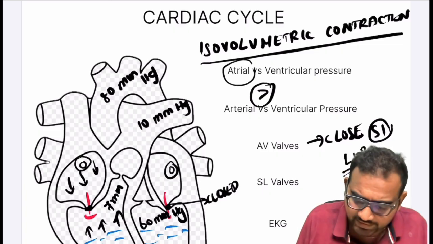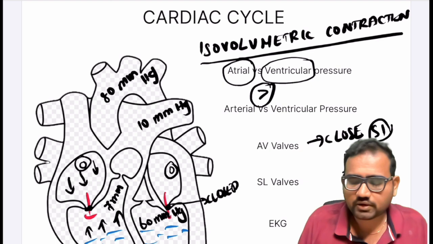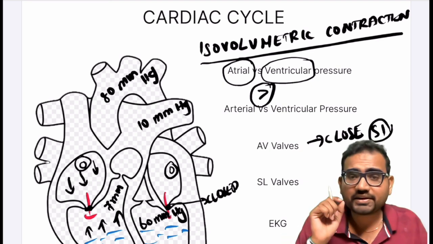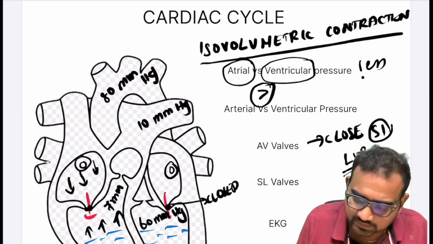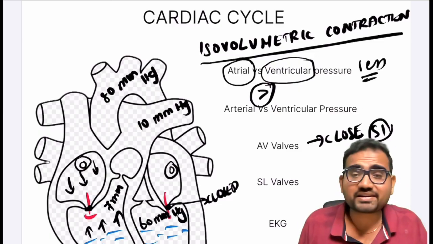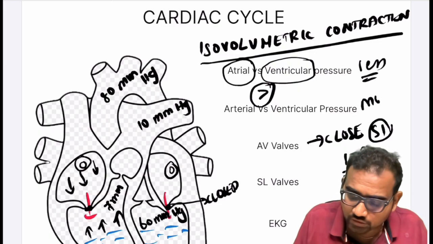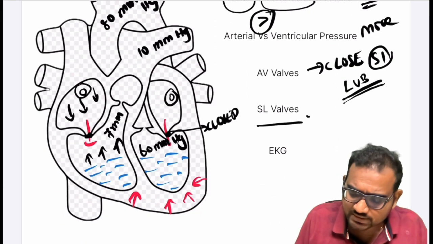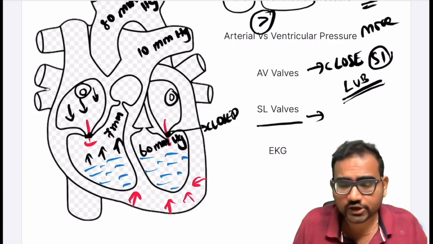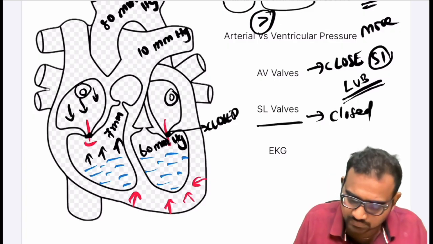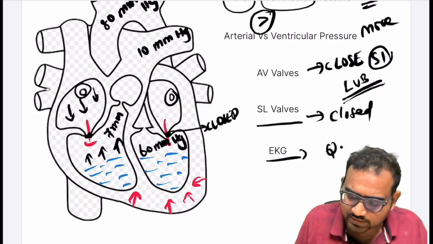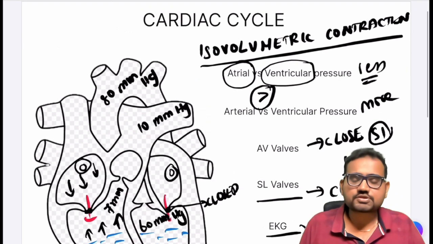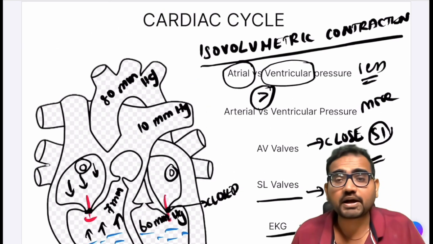So the left atrium versus the left and right ventricular pressure, if you see, the atrial pressure will be less compared to the ventricular pressure, whereas the arterial pressure is going to be more than the ventricular pressure, right? So what happens to the semilunar valves? They are still going to be closed. In the EKG, we are going to see the QRS complex. So this is called isovolumetric contraction.